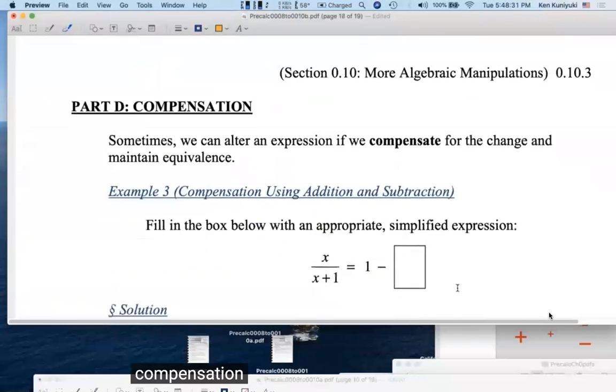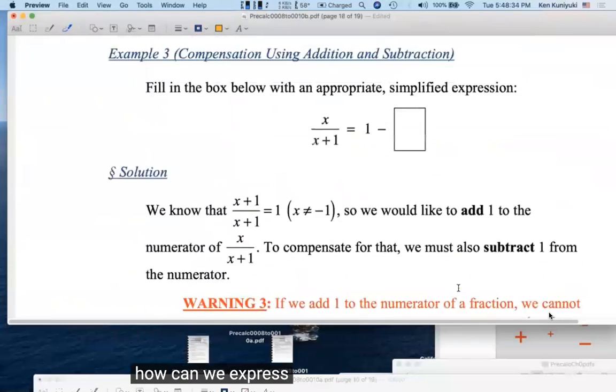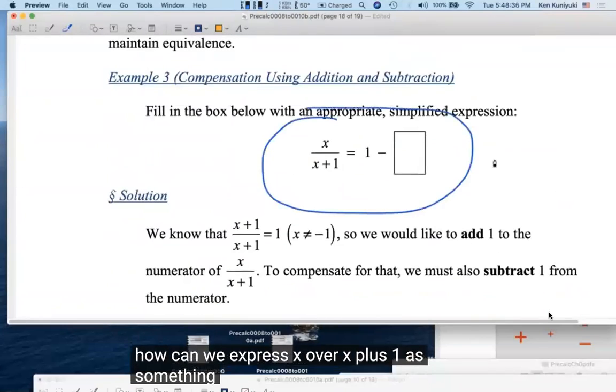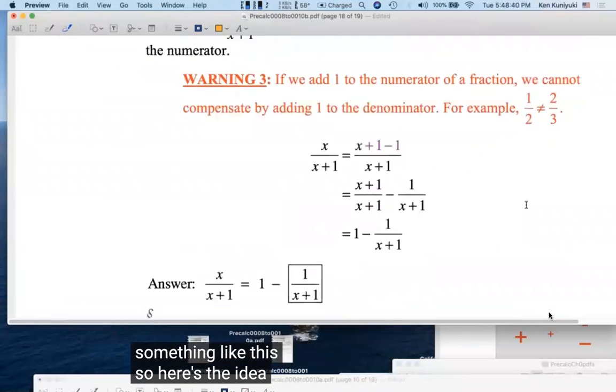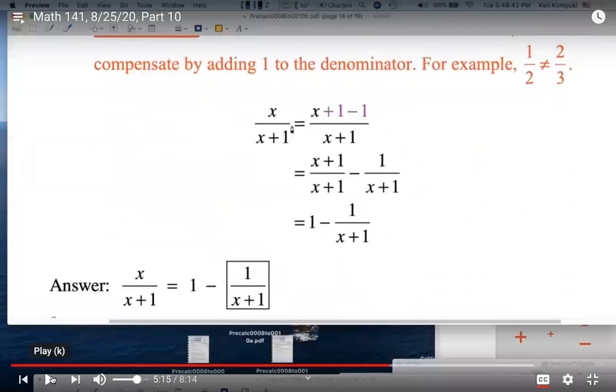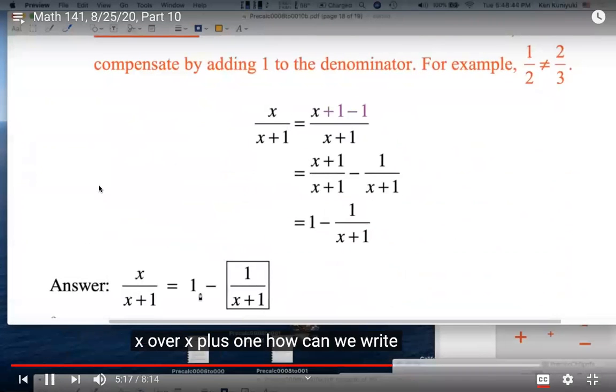Compensation. How can we express x over x plus 1 as something like this? So here's the idea. By the way, one comment. If this weirds you out, don't worry too much. It's just something I'm kind of throwing in. x over x plus 1. How can we write it like this?